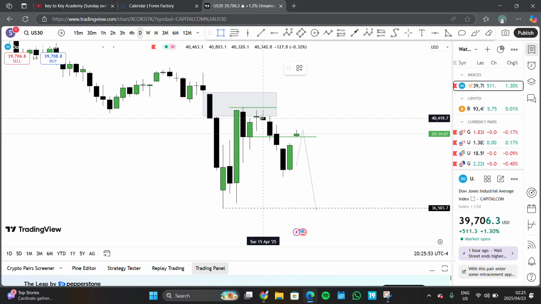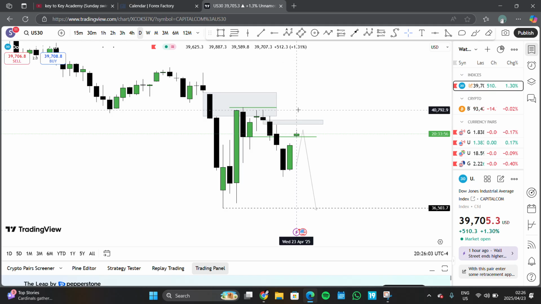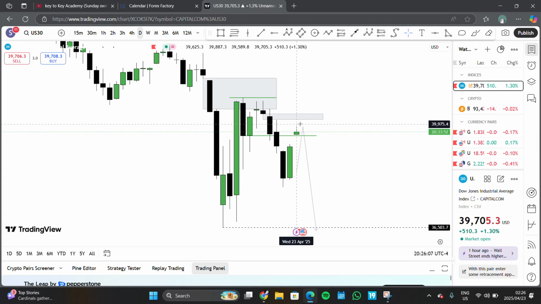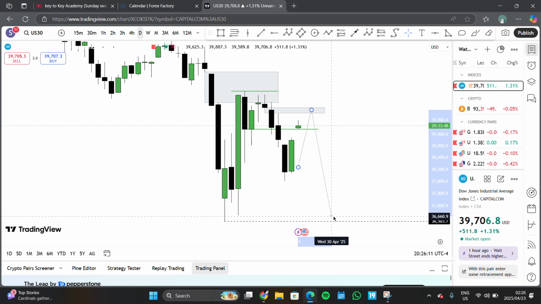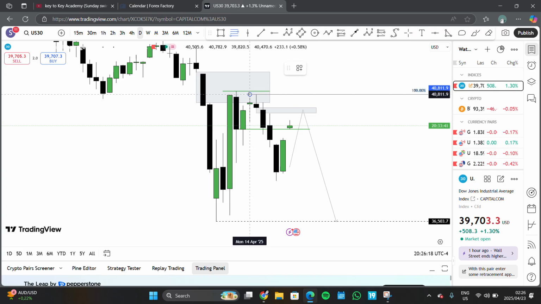Mind you, this is a daily time frame, so we have to go to 4 hour, 2 hour, and look for our trades. What do I see also? I see a fair value gap combined with a volume imbalance where price can possibly run into, which will be good for us to look for entries because it will be a deeper retracement.